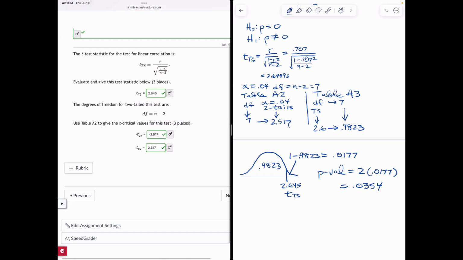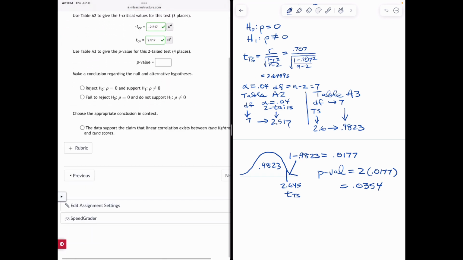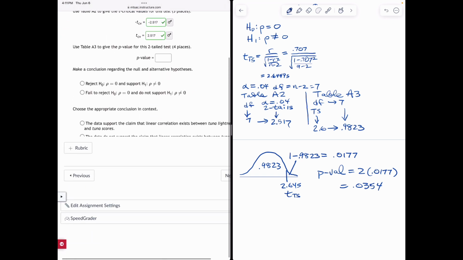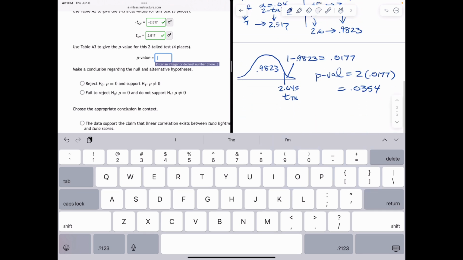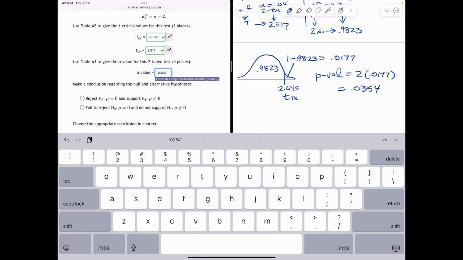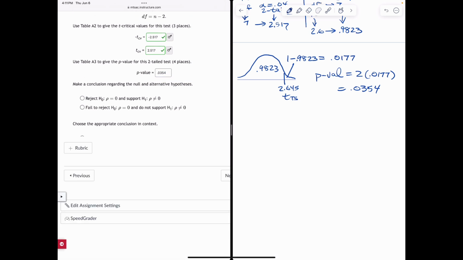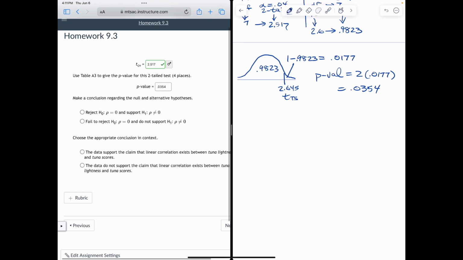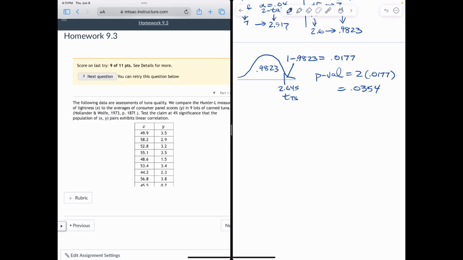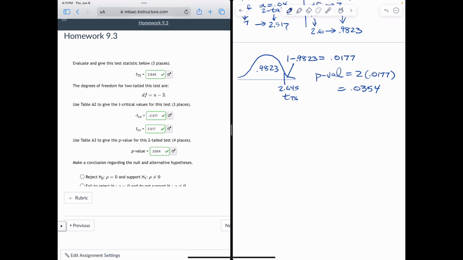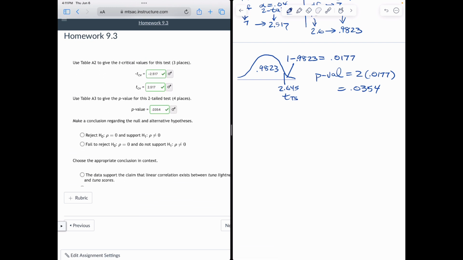Let's make sure it's right. Okay, so 0.0354, did I say? Yes. Like that. Okay, and again, I feel better if I just check this. Let's see. Perfect. All right, so the p-value is 0.0354.